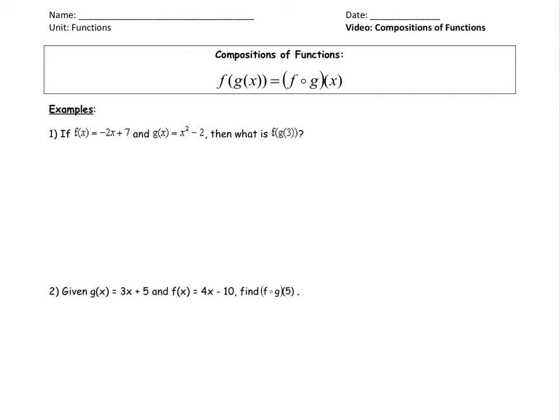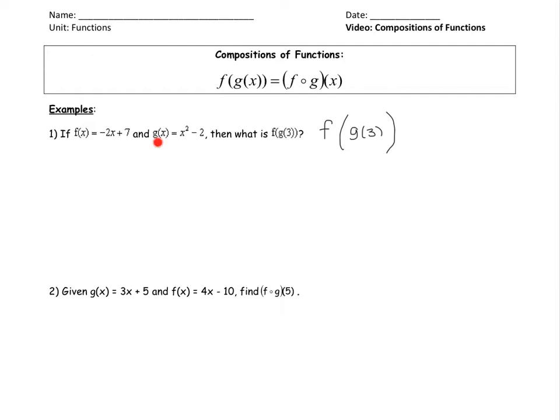So let's look at example number 1. If f of x equals this and g of x equals this, then they want to know what is f of g of 3. It helps a lot to understand what this means if you exaggerate the parentheses a lot. So I basically want you to find f of g of 3. Now, order of operations tells us that we probably should work with the inside first. So maybe let's find what g of 3 is first.